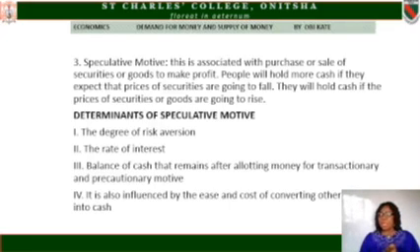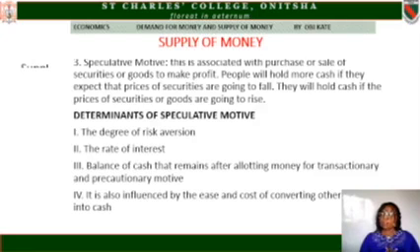Determinants of speculative motive. 1, the degree of risk aversion. 2, the rate of interest. 3, balance of cash that remains after allotting money for transactionary and precautionary motive. And lastly, it is also influenced by ease and the cost of converting others into cash.